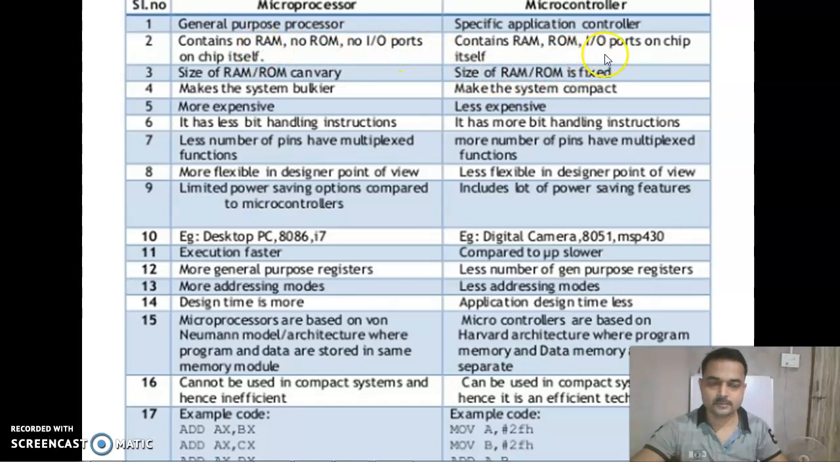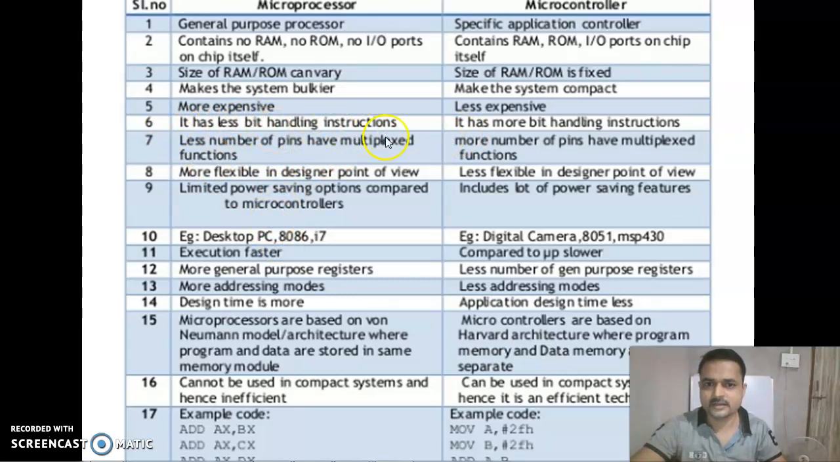So on-chip input output ports are available in the case of the 8051 microcontroller. The size of RAM and ROM can vary in a microprocessor, but in a microcontroller it is fixed because it is on chip. In a microprocessor, this makes the system bulkier. The microcontroller is very compact. The microprocessor is more expensive, the microcontroller is less expensive, and these are the instructions we can handle.